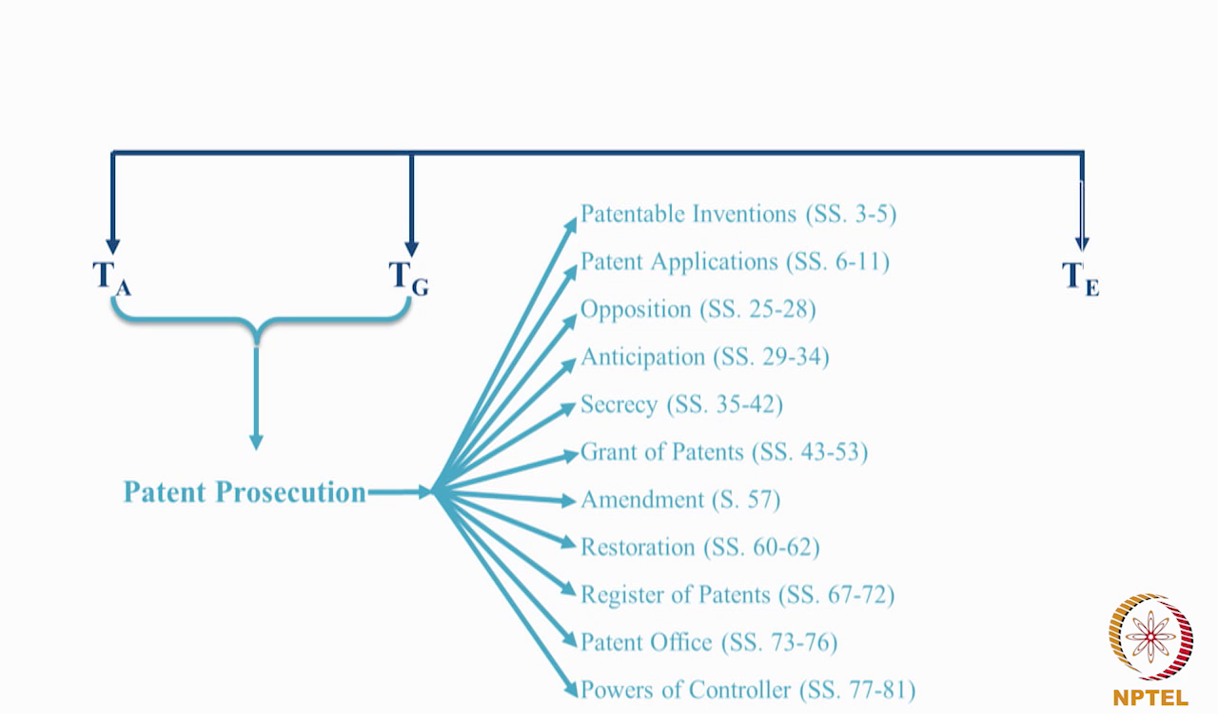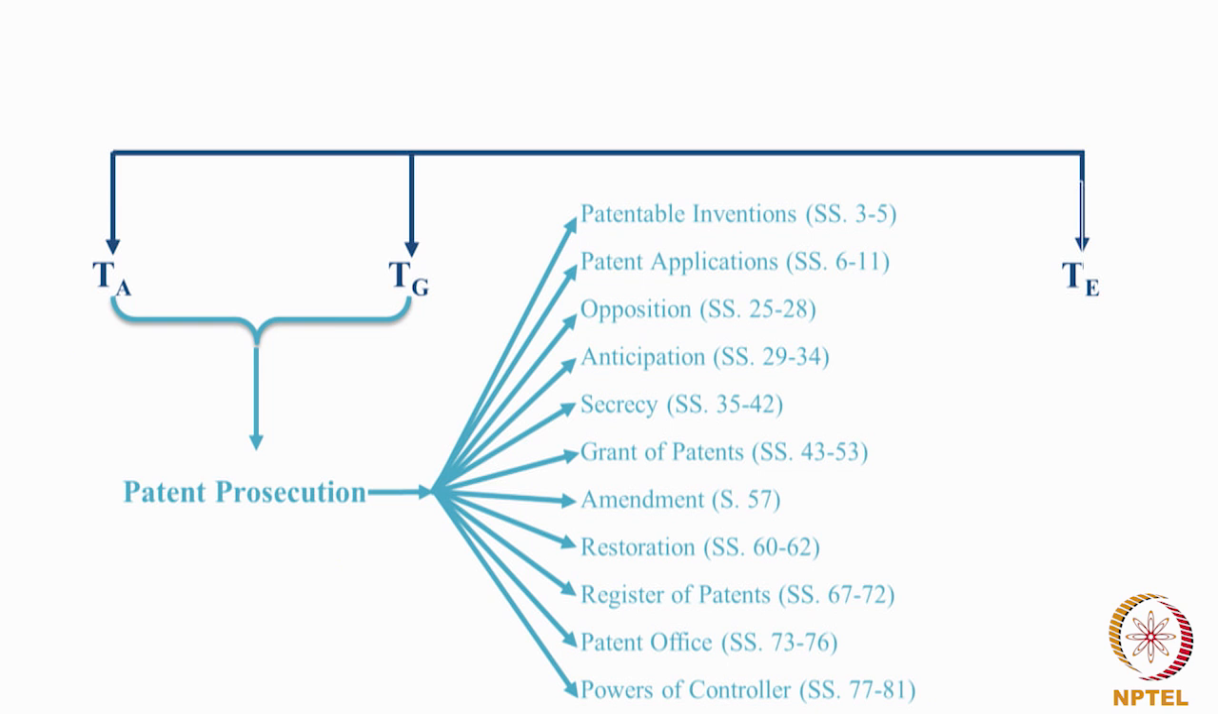Then the grant of the patent, there are sections covering the grant, because grant could be seen as the TG starts with the grant, but there are provisions which go beyond the grant too, because we mentioned that things that happen upon the grant and soon after the grant could come under the TG. So you have grant of patents covered under sections 43 to 53. Then we have amendment at the patent office, that's section 57. Then restoration of lapsed patents for non-payment of renewal fees are covered, again a procedure at the patent office. These are covered in sections 60 to 62. Then the patent office maintains a register of patents, that's contained in sections 67 and 72.